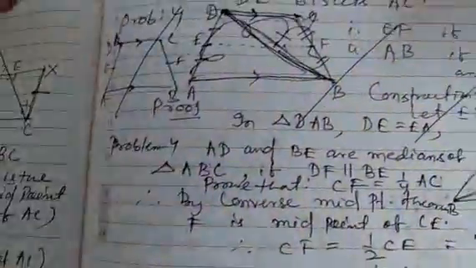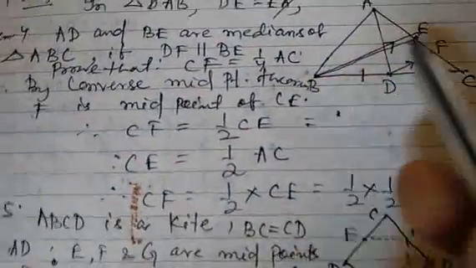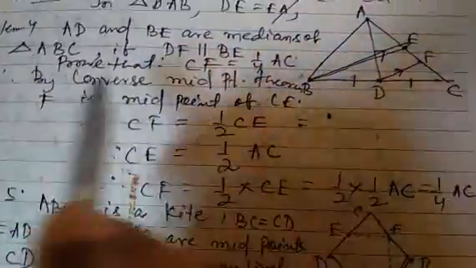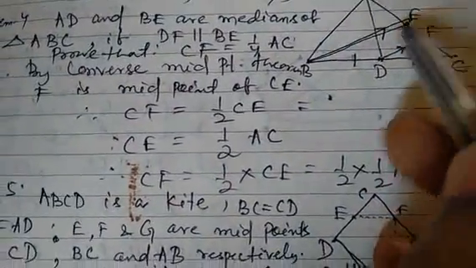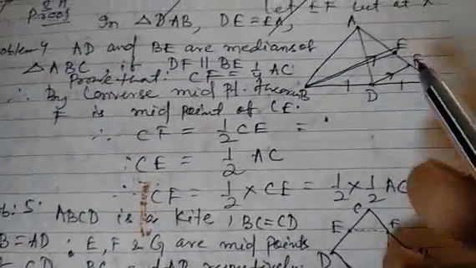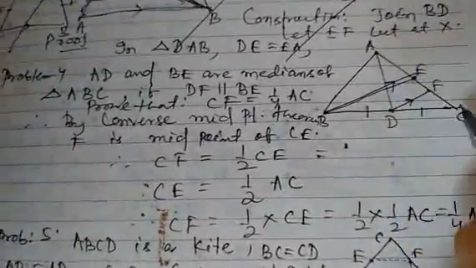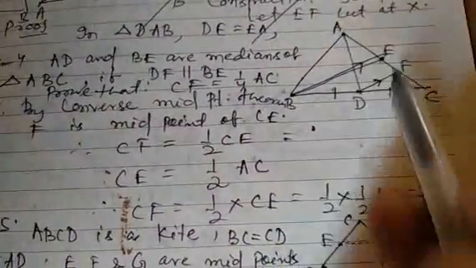Based on that, we have some problems. The problem is given here, you see. Problem number 4. We have a triangle ABC as shown in the figure. AD and BE are two medians. And DF is a line drawn through D, parallel to median BE. You have to prove CF is 1/4 of AC. So you have to prove this part is 1/4 of this whole part.